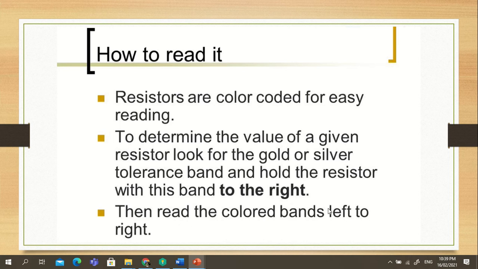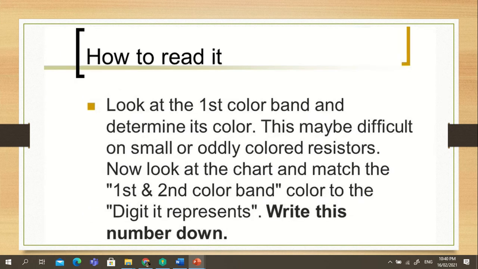Okay, so this is the technique, class. Read the colored bands left to right. First you need to find the gold or silver tolerance band. After you have found it, hold the resistor with this band to the right, and then read the colored bands from left to right. So don't read in reverse.